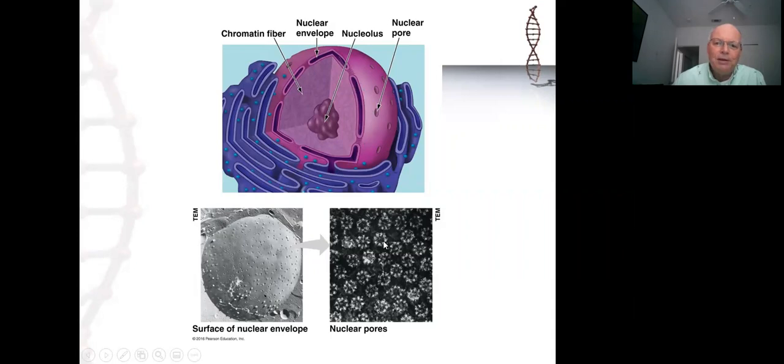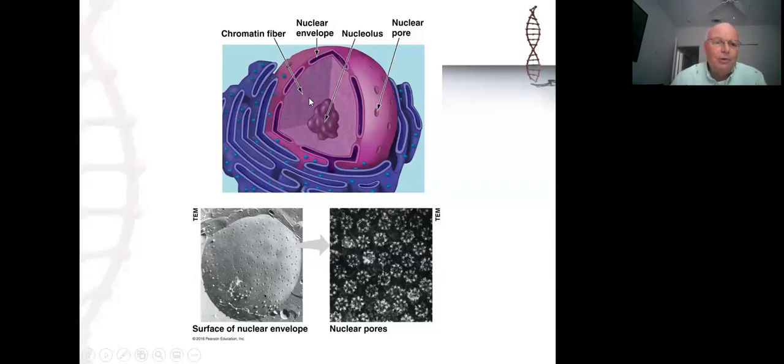And you can see an electron microscope image of nuclear pores here buried in the nuclear envelope. And these are the gatekeepers. They regulate what can move into and out of the nucleus. Because you don't want just anything getting into or out of the nucleus. You do need to be able to regulate that. And then inside the nucleus, we're going to find the DNA in the form of chromatin.